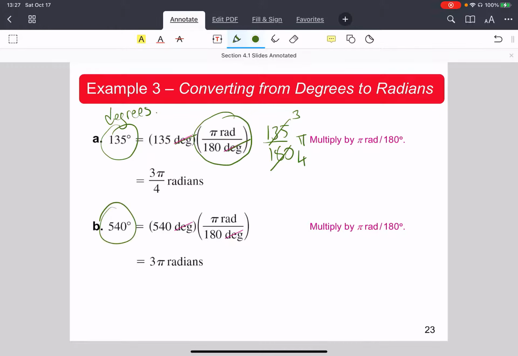Let's convert 540. Similarly, multiply that by pi over 180. Degrees will simplify, so divide 540 over 180, and that should give you 3, because 180 times 3 is 540. So 3 pi radians. In general, I always recommend converting into the simplest form, so please try to simplify as much as you can.